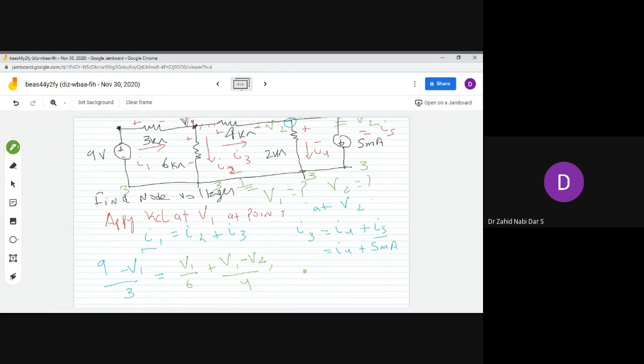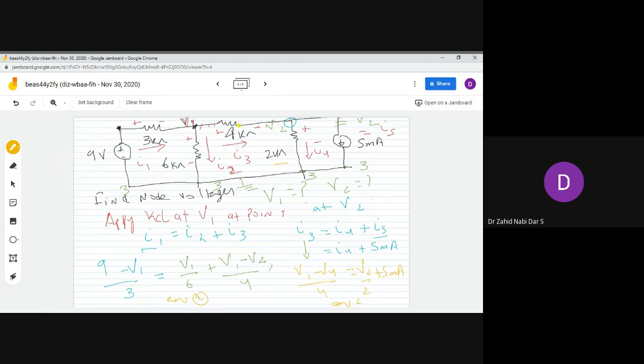Similarly over here, I3 would be equal to V1 minus V2 divided by 4. I4 over here would be V2 by 4. Oh, sorry, this is 2 kilo ohm, not 4 kilo ohm. So it would be V2 by 2 plus 5 milliamperes. So I got equation 1 and equation 2. Now I have to solve these equations. Once I solve them, I get the values of V1 and V2.